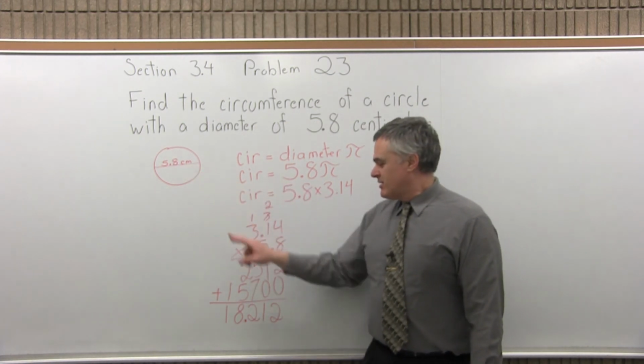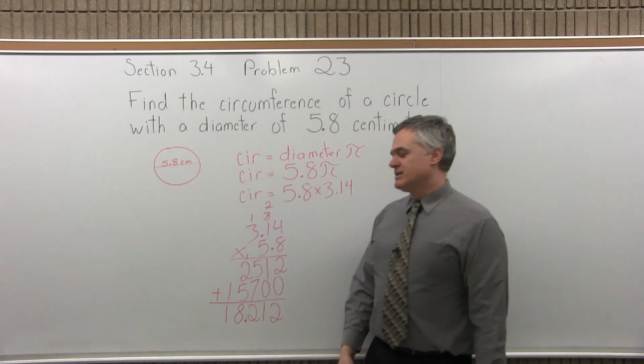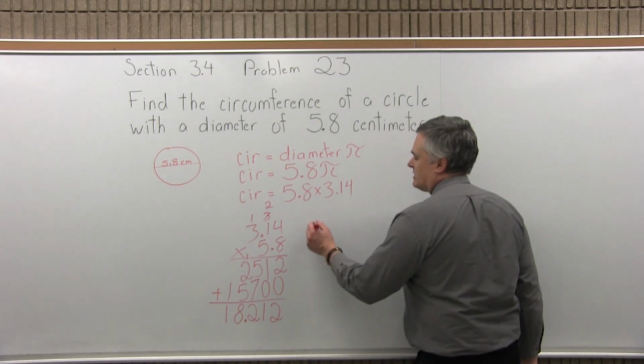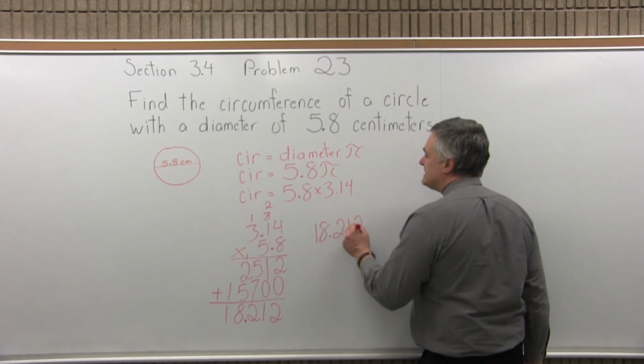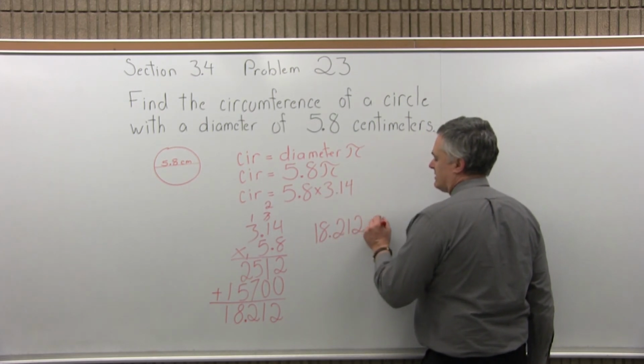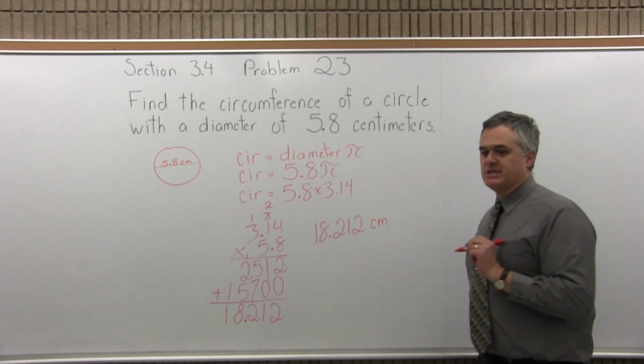Now, because this really wasn't just a multiplication question, it was an application question that had units of measure, I really need to write my answer with the correct units of measure. So my answer is 18.212 centimeters. The standard abbreviation for centimeter is cm.